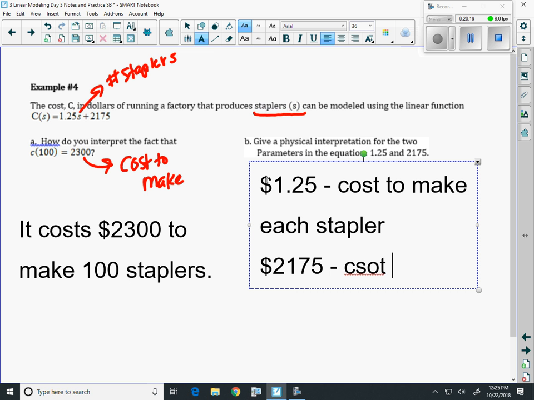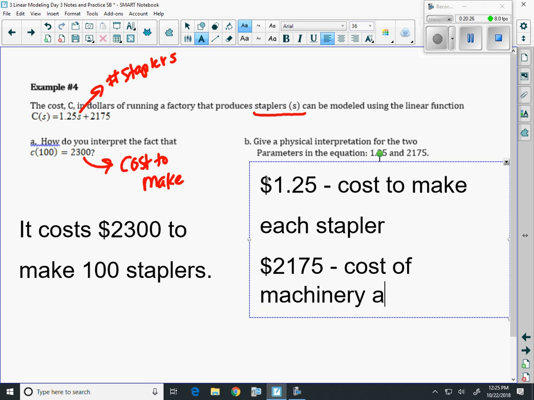All right. So cost of what did we say? Machinery and labor. Did I spell machinery right? Yes. Wonderful.